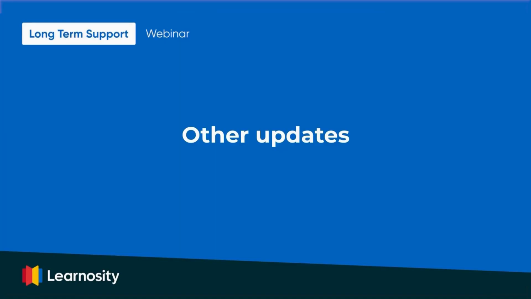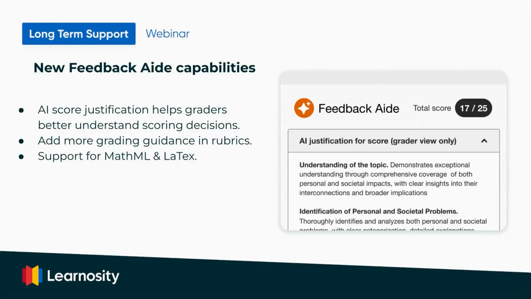Finally, let's take a look at what else is new. In Feedback Aide, you can now clearly understand scoring decisions with our new AI score justification. You can better align scoring with expectations by adding grading guidance to your rubrics, and we can render STEM content with support for both MathML and LaTeX.